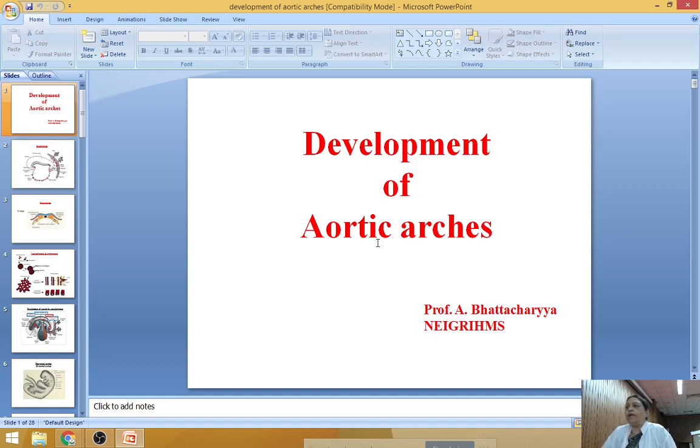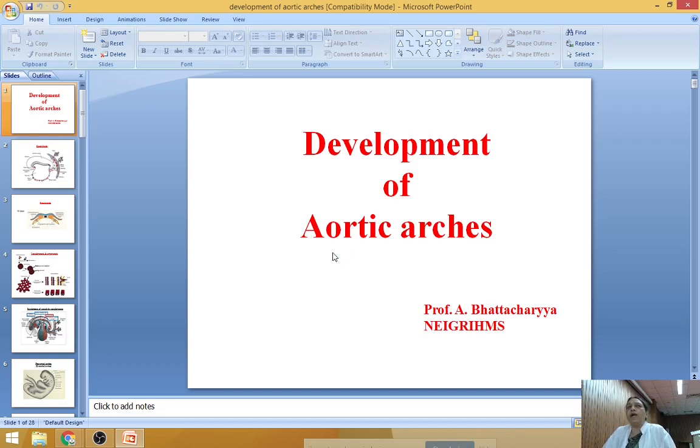Now, aortic arches are arches which develop between the ventral aorta and the dorsal aorta. The ventral aorta is part of the heart tube, the most cranial part of the heart tube, known as the truncus arteriosus. The most distal part of this truncus arteriosus is dilated and forms the aortic sac, and from that aortic sac, all the arches are formed.